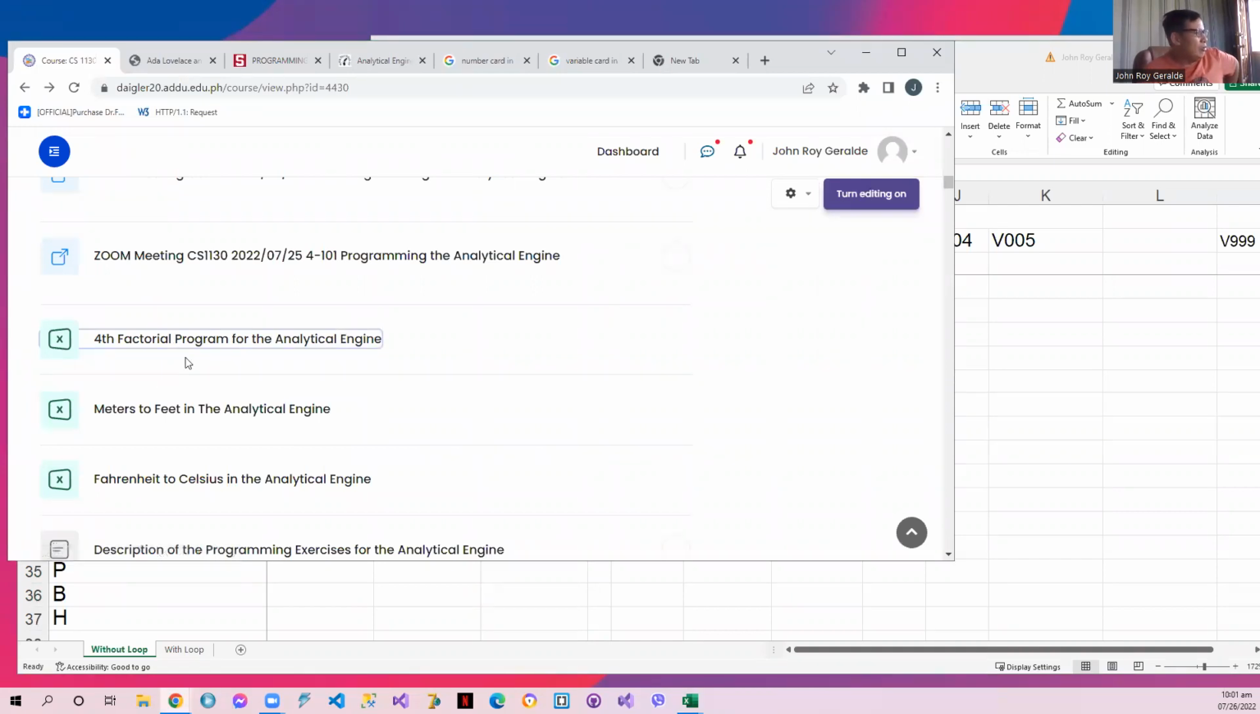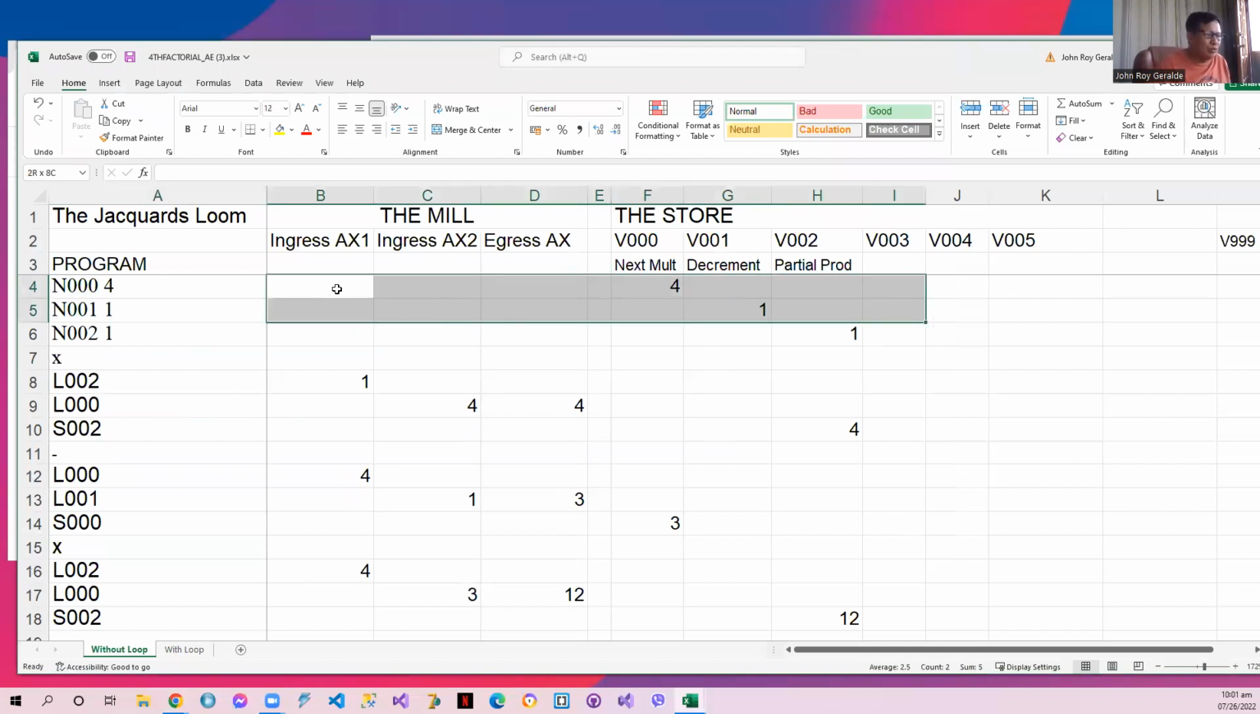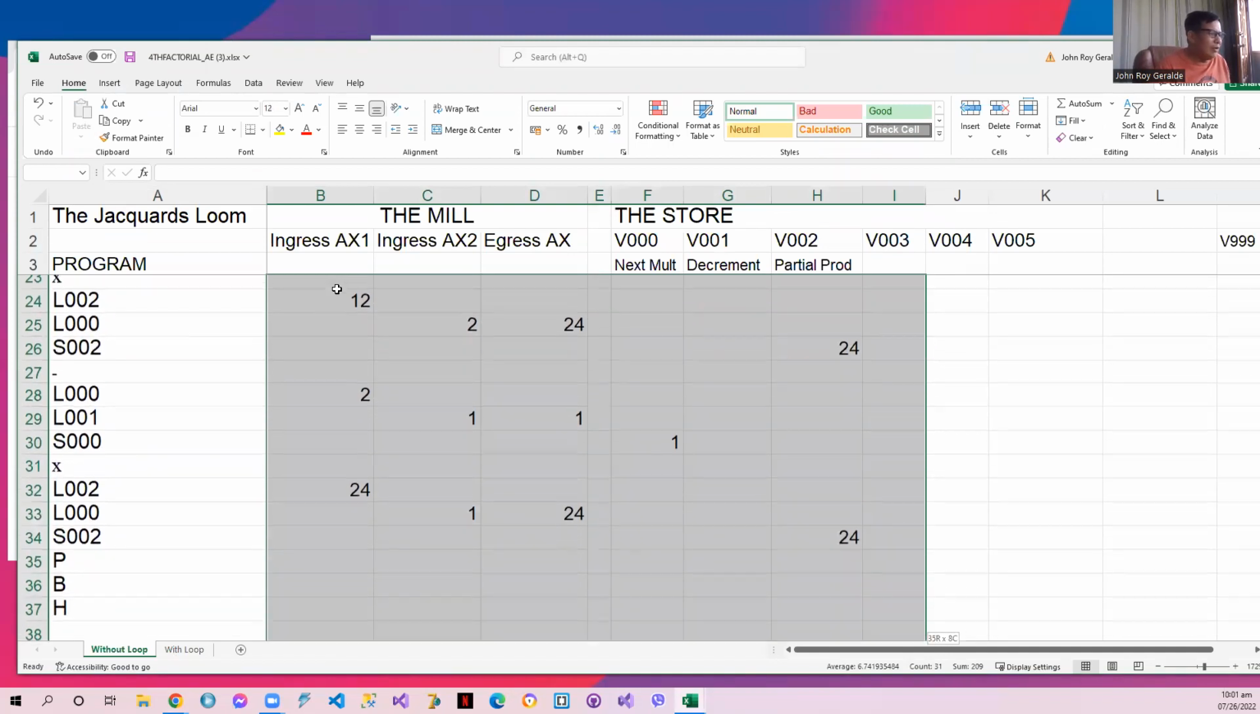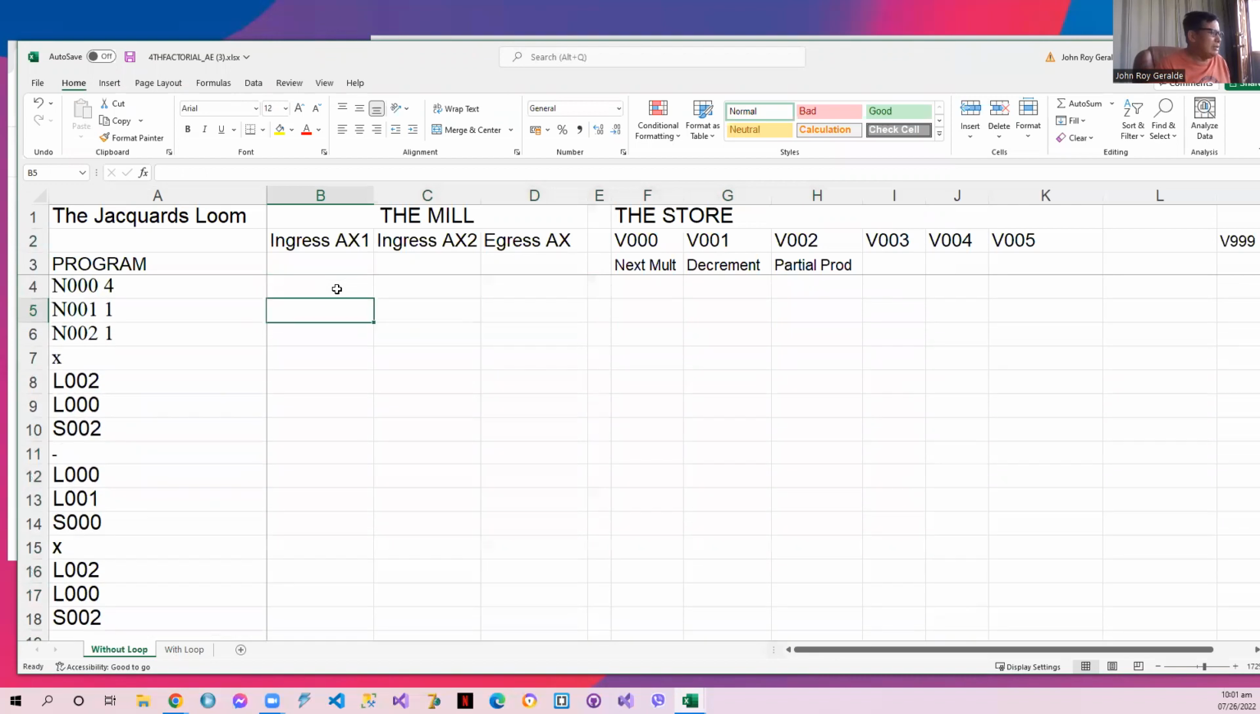Now we'll look at the next version, which is a version with a loop. The advantage of the looping version is it can be used to compute the factorial of any number. In this case, n is initially set to 4, so it will compute the 4th factorial. If we make it 5, it will compute the 5th factorial. If we make it 10, it will compute the 10th factorial.